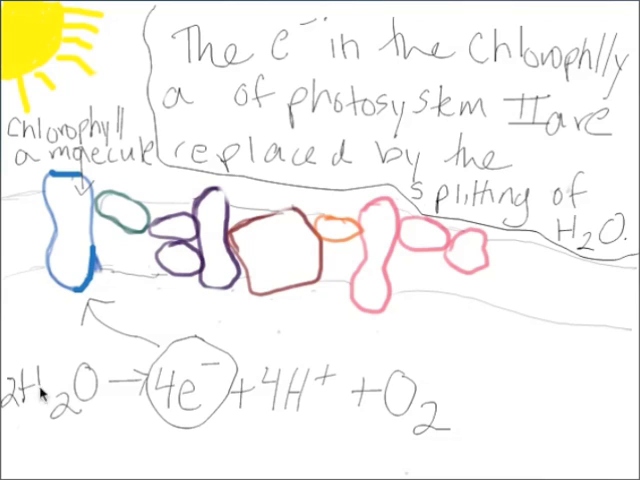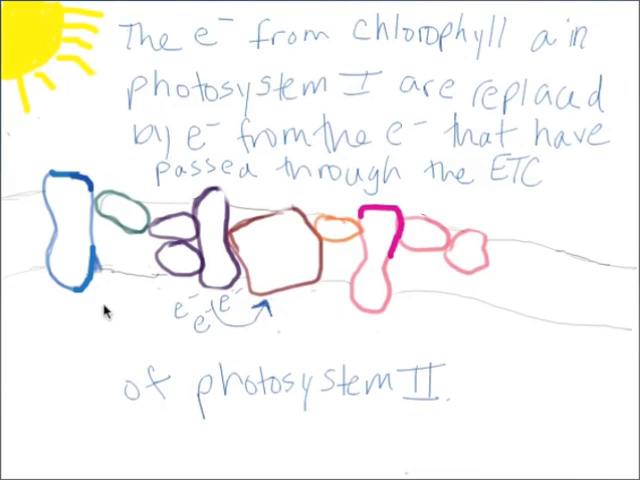So you have your water molecule. Remember, a water molecule is one of the reactants of photosynthesis. It splits to give you 4 electrons, and those electrons are used to replace the electrons lost by the chlorophyll A molecules. It also produces hydrogen, which adds to the hydrogen concentration inside the thylakoid, and it produces oxygen, which then diffuses out of the plant, and that's how we get oxygen from photosynthesis. But water is the electron donor, and it replaces the electrons in photosystem 2.